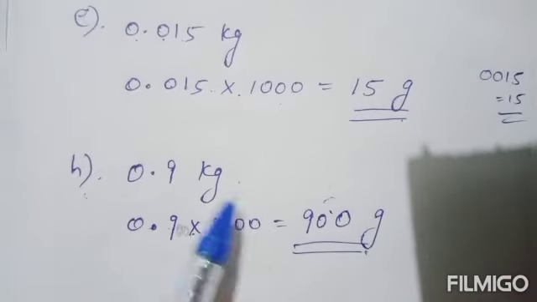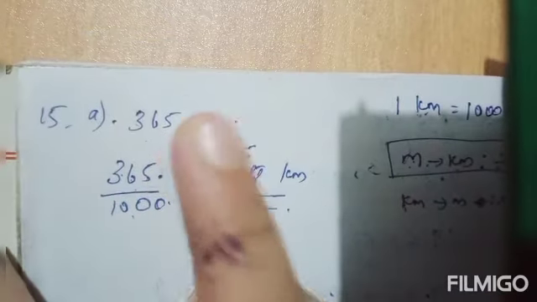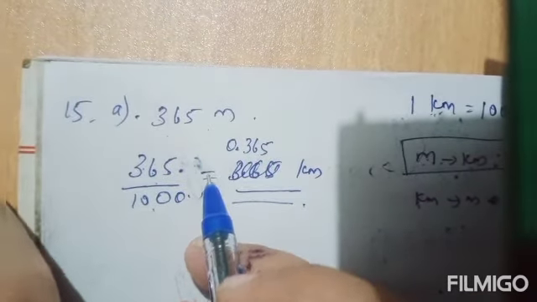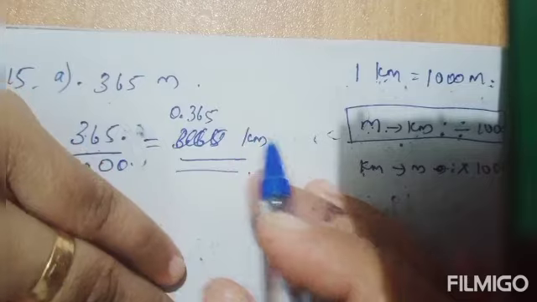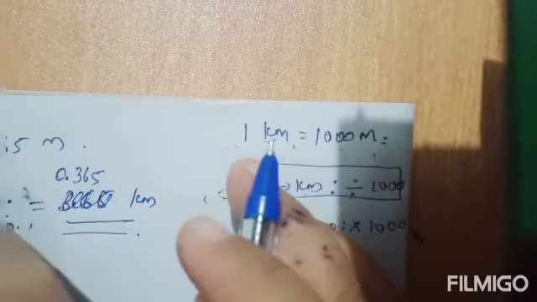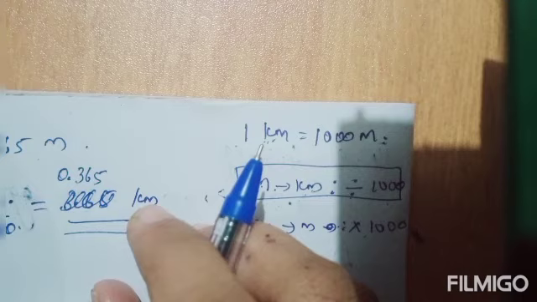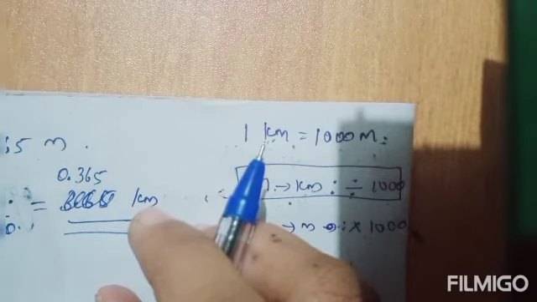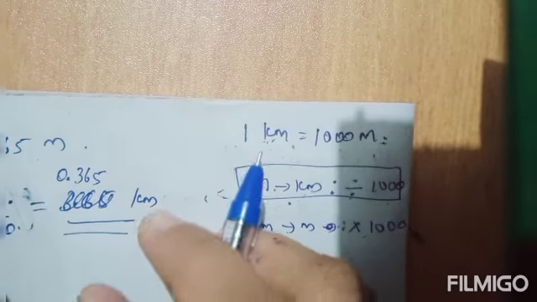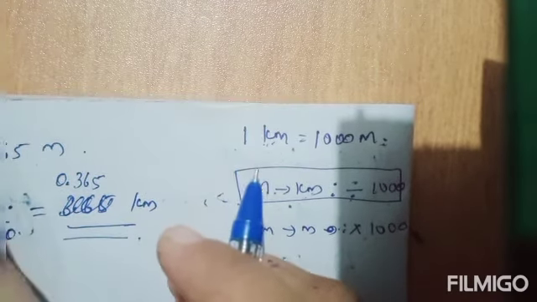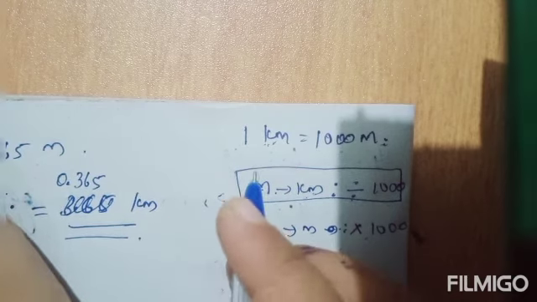Okay. 0.9 kilogram means 900 gram. Now 15th question. Express in kilometer using decimal notation. The question is given in meter. You have to convert that to kilometer. So you know the relation between kilometer and meter.